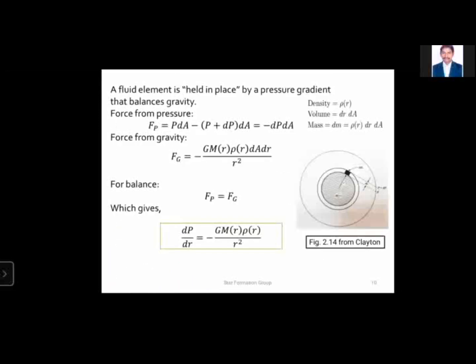In the next slide, we have tried to find the pressure gradient which is balancing the gravity. This is found by the equation shown below, which is the pressure gradient in the box. This is the equation of hydrostatic equilibrium, which shows how the pressure in the Sun changes to balance gravitational collapse.